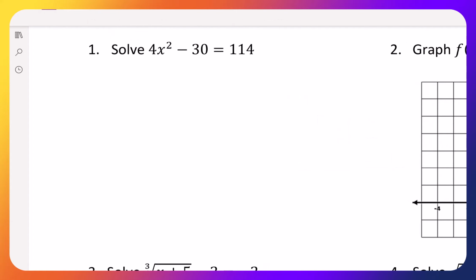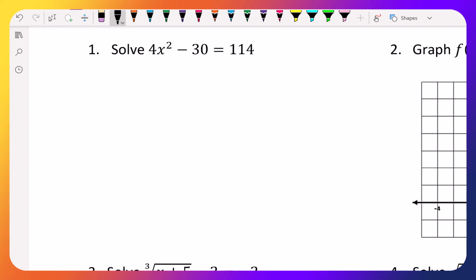So the first thing I notice is that it is quadratic. It's quadratic because it has squared, but I also notice that it doesn't have a linear term. So linear means like 2x or 5x. There's nothing there. So what I could do instead of making it equal to 0 and factoring it, I can just go ahead and get this isolated. So I'm going to add 30 to both sides, which gives me 4x squared equals 144.